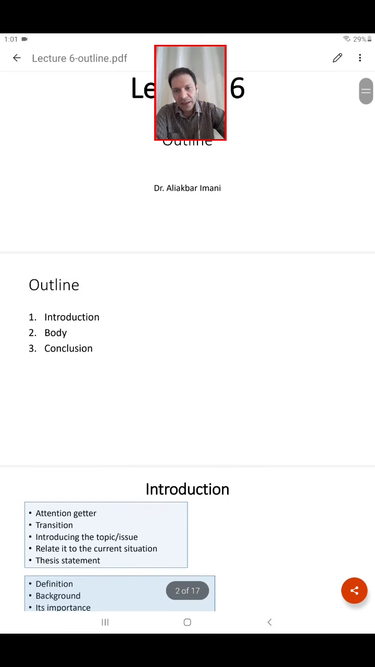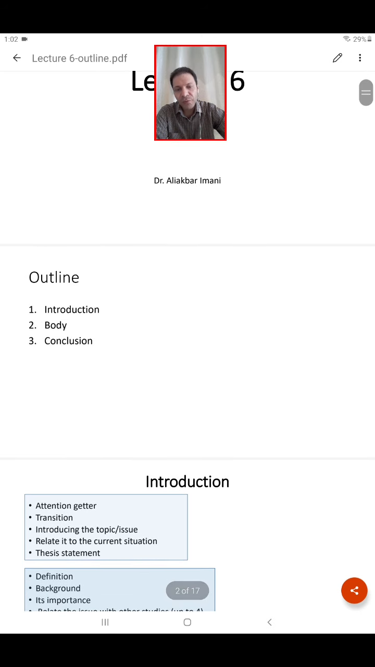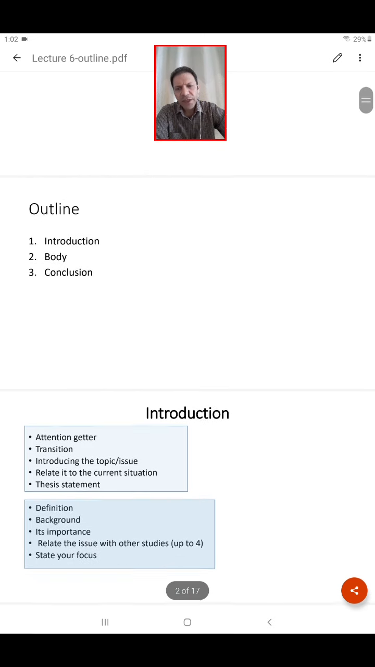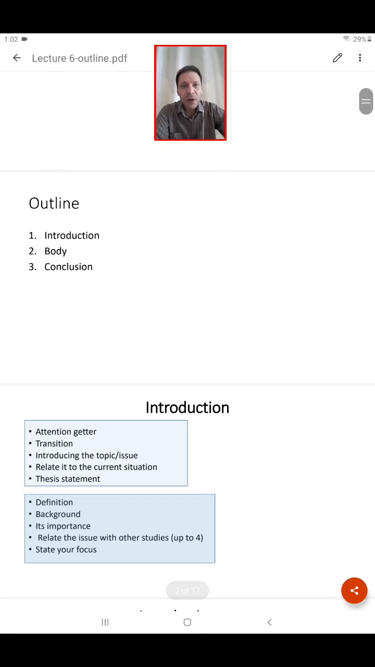In this lecture I would like to talk about the outline. I know that your main assignment for this class is to write a term paper, and you have to submit it in different forms. You have to submit the outline, then the term paper draft, and then the final term paper, the final write-up. So I would like to talk about the outline: what is an outline and how to write one?